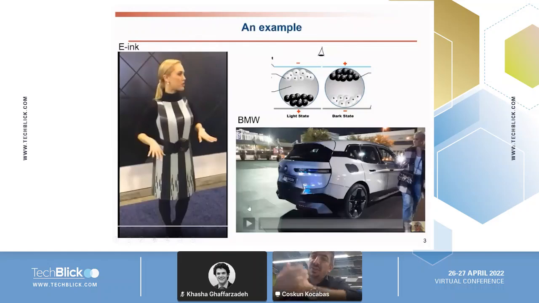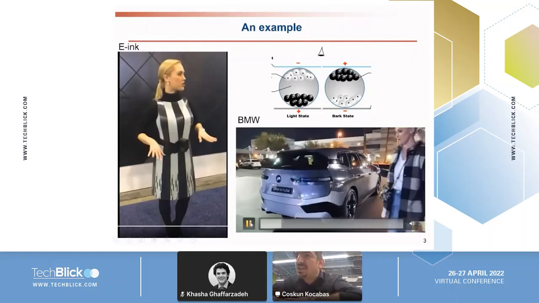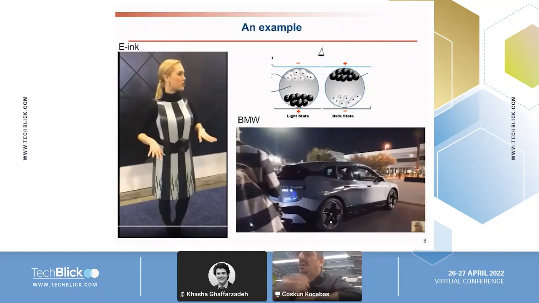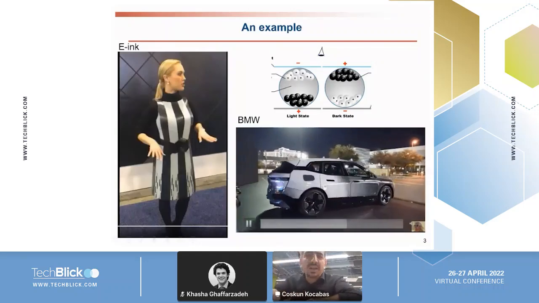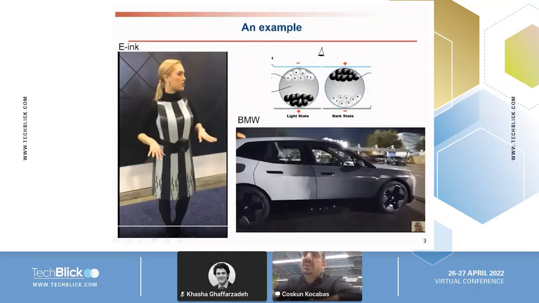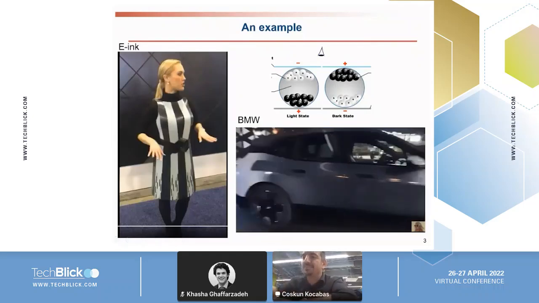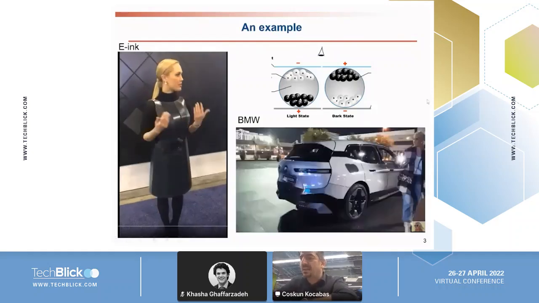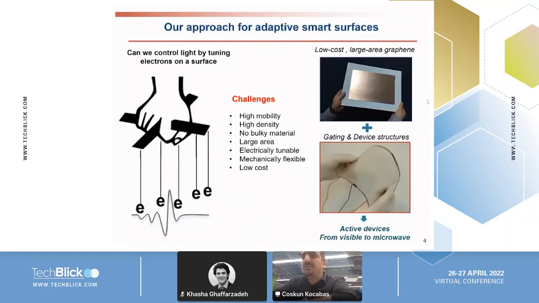And recently, BMW is implementing this technology to change the color of a vehicle. As you can see here, this car can change its color, and you can control it with your cell phone. It's quite a cool technology, and they cover the surface of this vehicle with this e-ink technology, and they can change color dynamically. And these are examples that have been around for a while, and we would like to use graphene-based devices to control reflectivity of a surface.